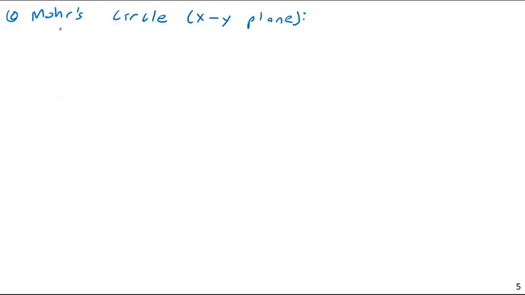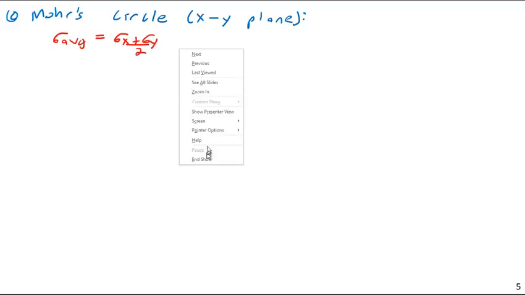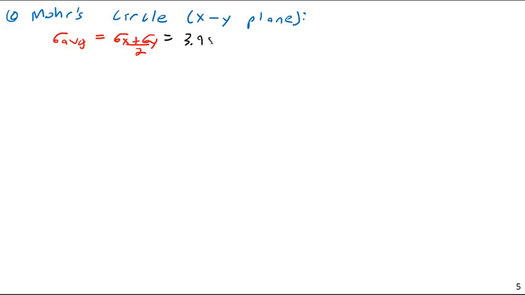Okay. So sigma average, let's find that. That's going to be the center of the circle. Sigma average is going to be sigma x plus sigma y over 2, which is equal to 3.98 KSI plus 0 over 2, which is going to be equal to simply 1.99 KSI.